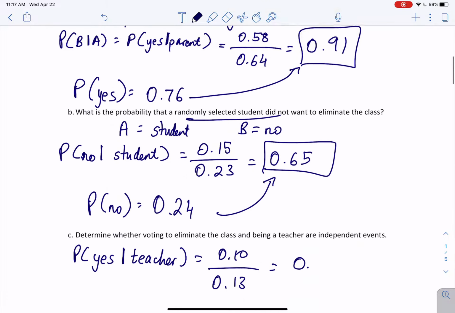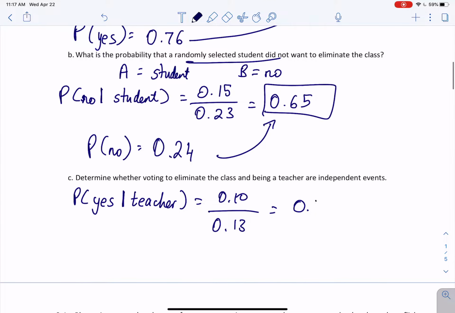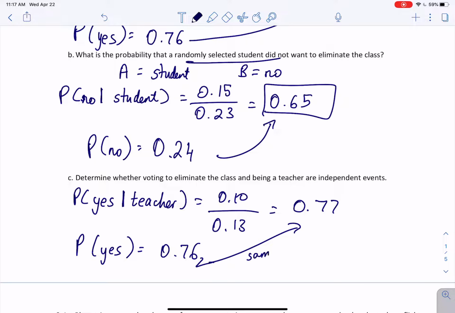there's a 77-ish% chance. And if I just wanted to pick people who voted yes, that's a 76% chance. This one didn't really go up. It basically stayed the same. So these are independent events. Being a teacher does not change the odds of saying yes or not.